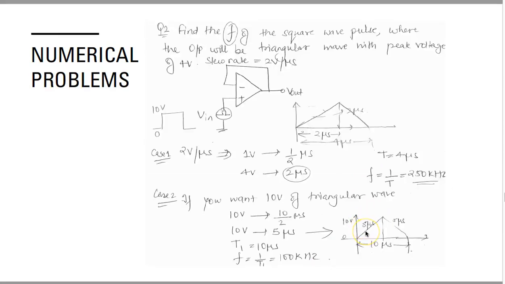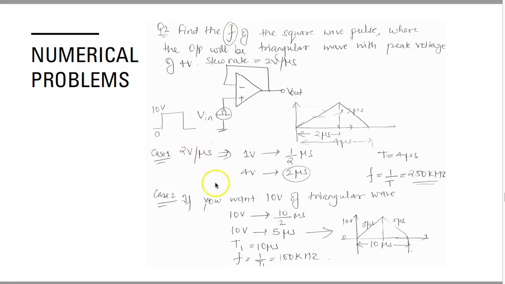Now, looking at the second problem: find the frequency of the square wave pulse where the output will be a triangular wave with a peak value of 4 volts. So we are feeding the square wave, and at the output we are expecting to get the triangular wave with a peak value of 4 volts, and the slew rate is given already, which is 2 volts per microsecond. Okay, so what do we have to find? We have to find the frequency.